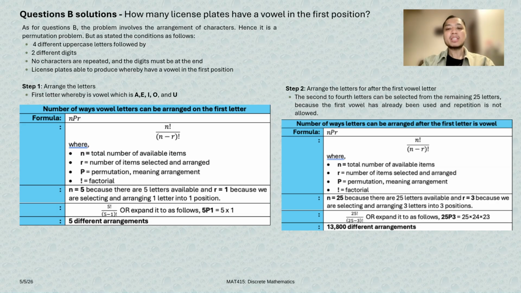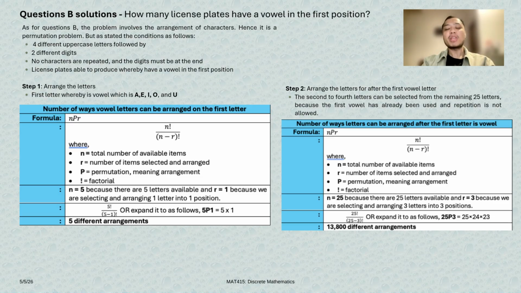So this is written as 5P1. Since we are choosing one vowel for one position, 5P1 simply equals 5. For the next one, we go on to step number 2, to arrange the letters after the first vowel. After choosing the first vowel, repetition is not allowed, so that vowel cannot be used again.